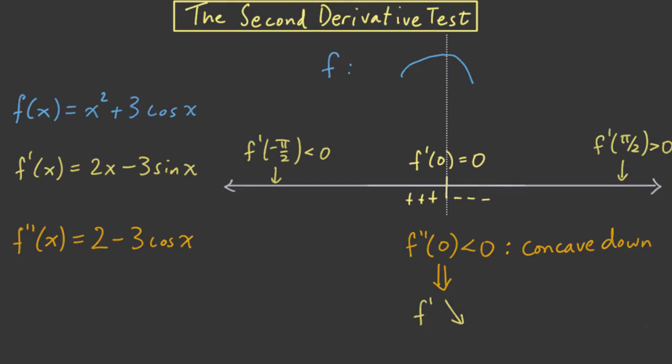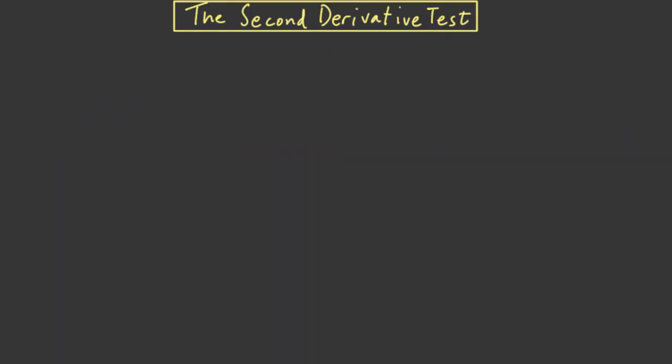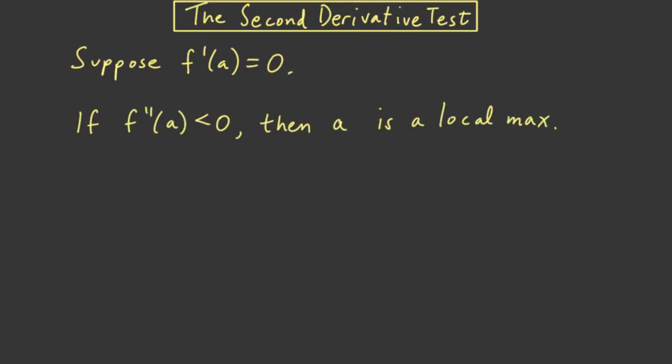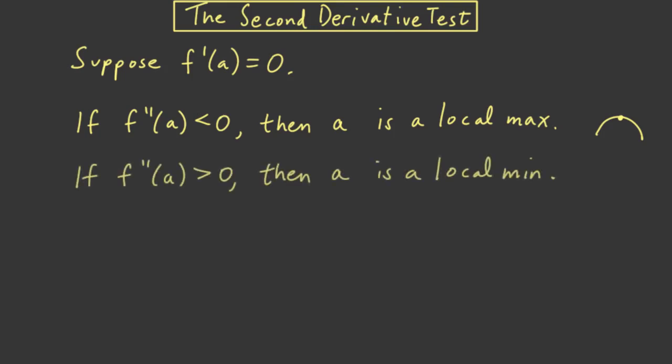So we have what's called the second derivative test. And it goes like this. Suppose that f prime of a equals 0, so it's a critical point, and we want to know, is it a local min or a local max, or neither? Then, if we calculate f double prime of a, and it's negative, then a is a local max. That's the thing we just argued. If f double prime of a is positive, then we have a local min.